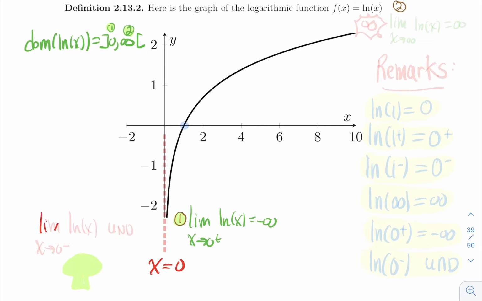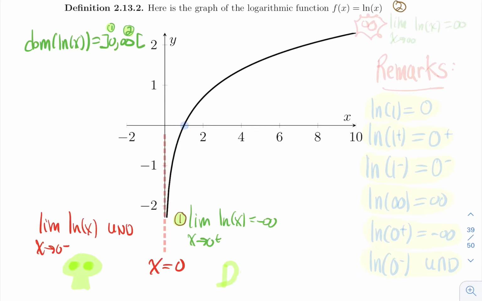But what happens if you compute the limit as x approaches 0 minus of ln of x? Well, the function is not defined, so this limit is undefined. So there's nothing here. And of course, if you compute a two-sided limit, you're going to get does not exist. So we understand what's going on around the logarithmic function.